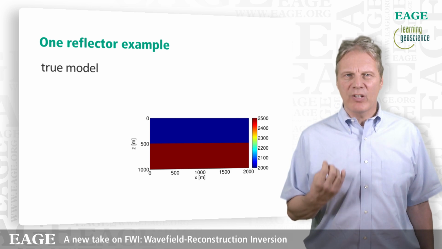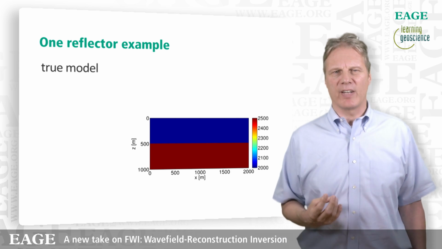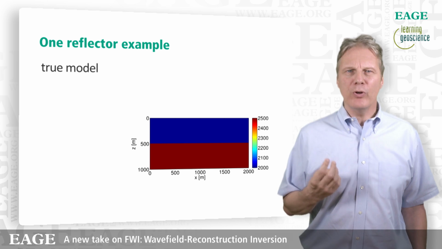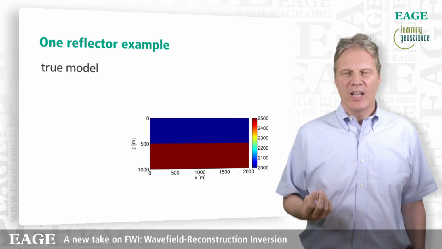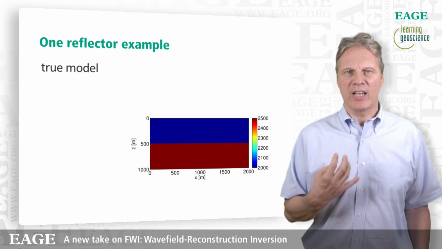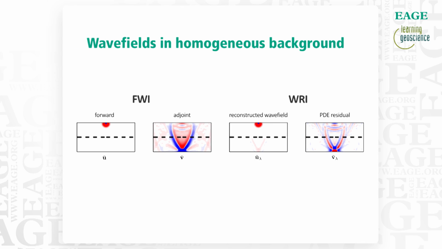And let's look at what happens if we have a single model with a single reflector and we compute the forward and adjoint wave fields, this data-augmented wave equation, and the PDE residue. So on the left you see FWI, where you have the forward wave field and the adjoint wave field, whereas on the right you have the reconstructed wave field and the PDE residue.